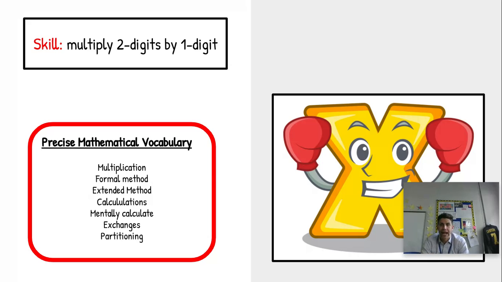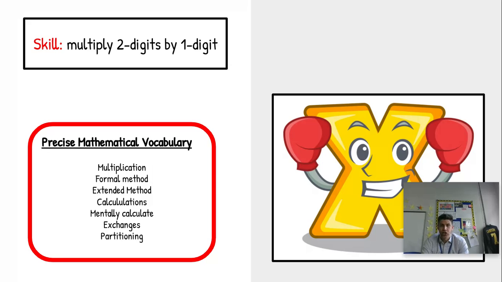And next is the word calculation. So calculations are when you're adding, or you're subtracting, or you're multiplying, or you're dividing. Those are all calculations. Then the word to mentally calculate. This is to calculate things in your head, so without using any formal methods, but you can use some informal jottings along the way to help you.